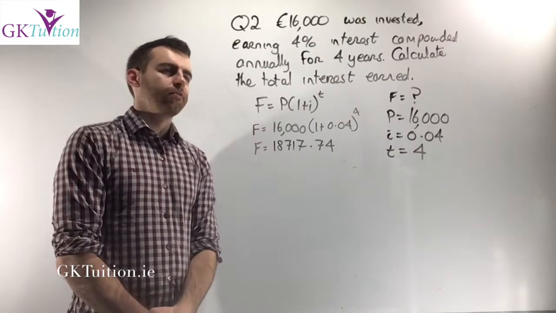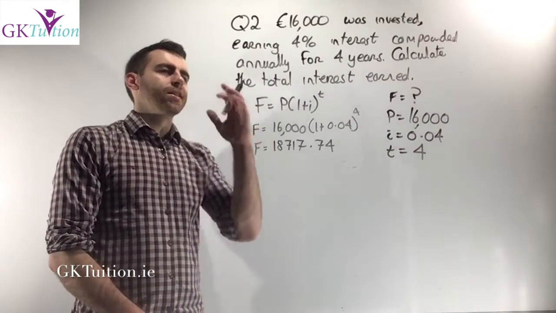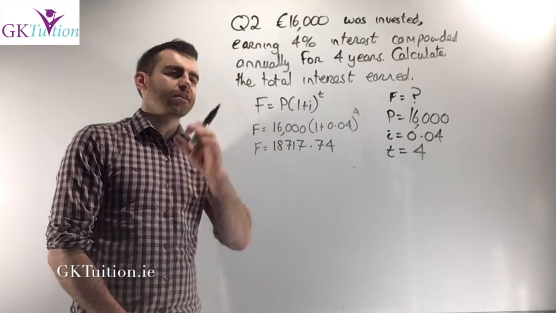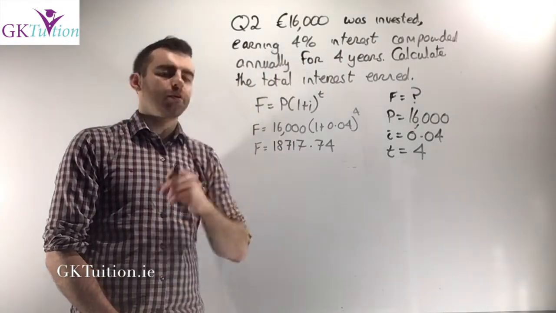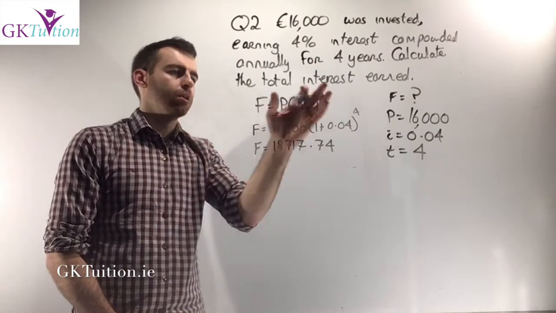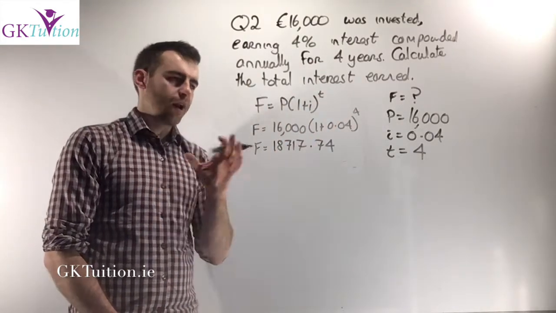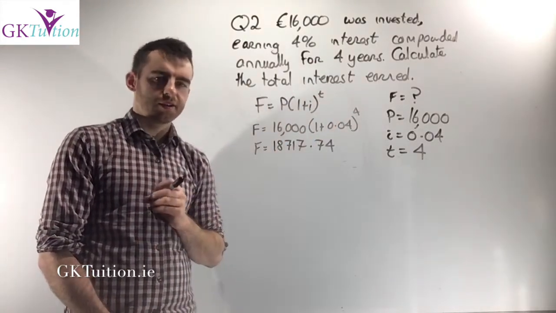Question 2 was quite straightforward. Question 2 says that €16,000 was invested, earning 4% interest compounded annually for 4 years. Calculate the total interest earned. So I haven't quite finished it off, but I've started this question.